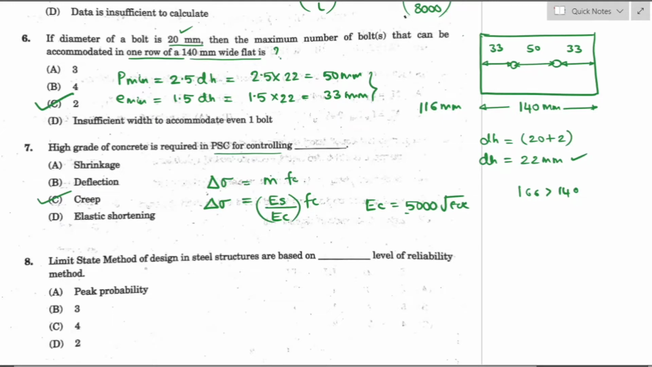Question number 8. Limit state method of design in steel structure is based on 2 level of reliability method, which is limit state of strength and limit state of serviceability. So it will be 2 level of reliability. Option D is the right answer.